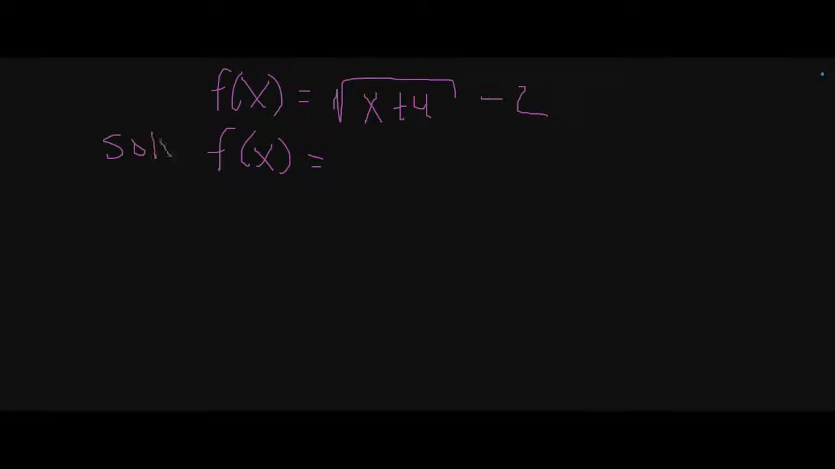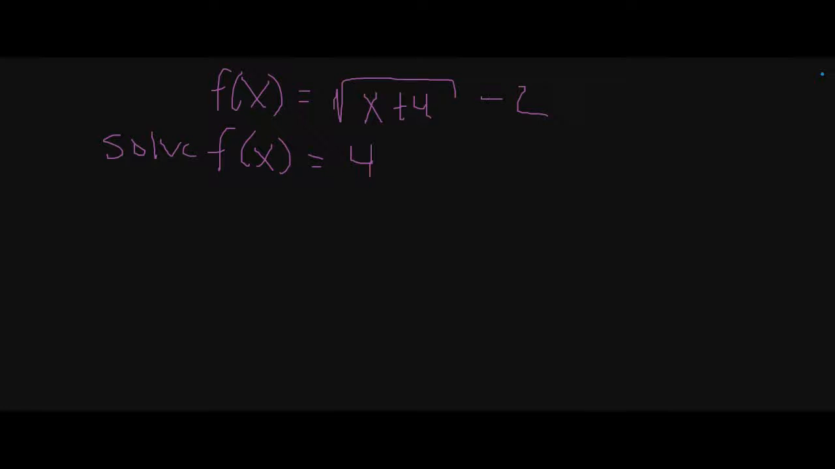So let's say that we have f of x is equal to the square root of x plus 4 minus 2, and I'll tell you to solve when f of x equals, let's say, 4. All right. So I'll tell you to solve when f of x equals 4.